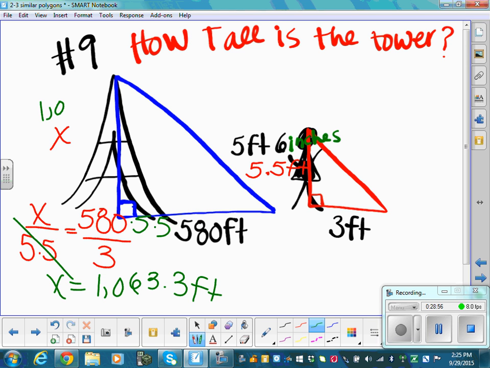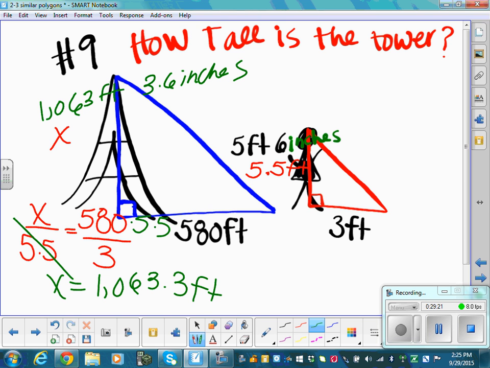So this is 1,603 feet, and how many inches? It's 0.3 of a foot, which is how many inches? You do 12 times 0.3. Yes, 3.6. And you got what? 3.6. So 3.6 inches.